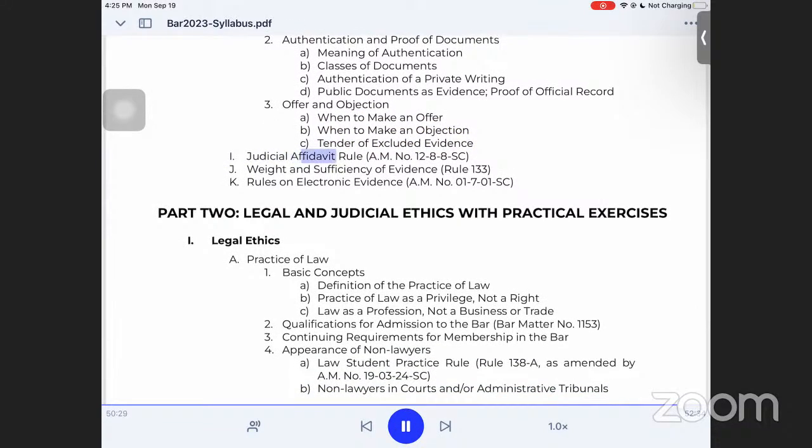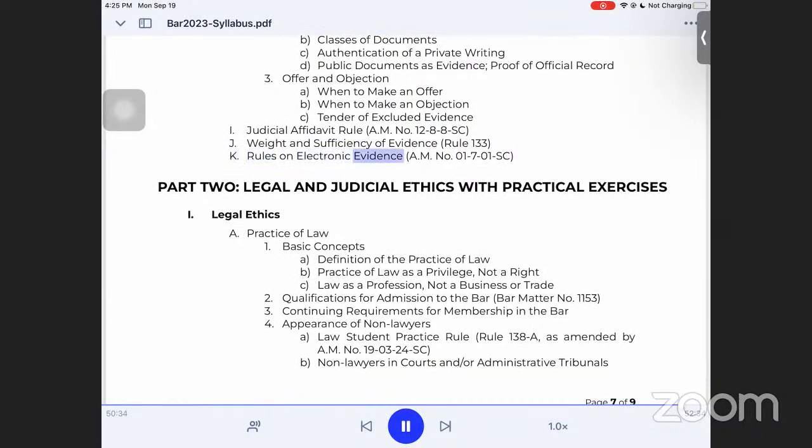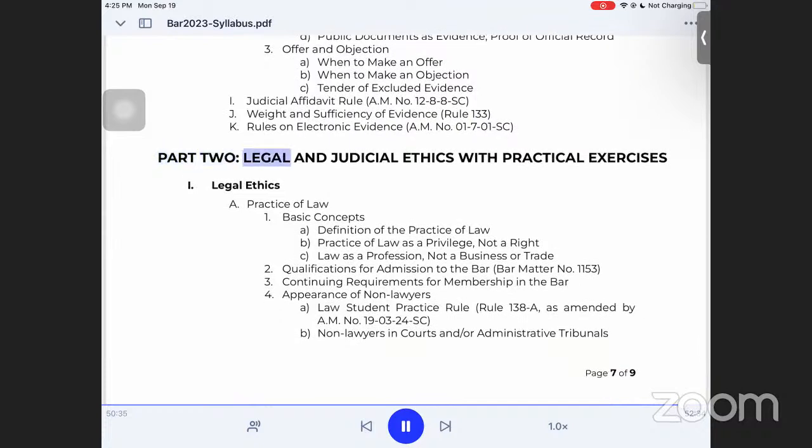I. Judicial Affidavit Rule, A.M. Number 12-8-8-SC. J. Weight and sufficiency of evidence, Rule 133. K. Rules on electronic evidence, A.M. Number 01-7-01-SC. Part 2: Legal and Judicial Ethics with Practical Exercises.